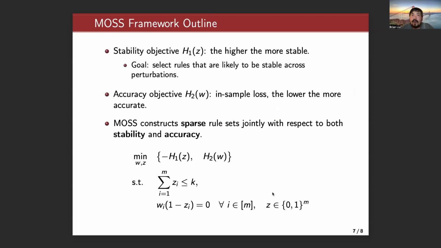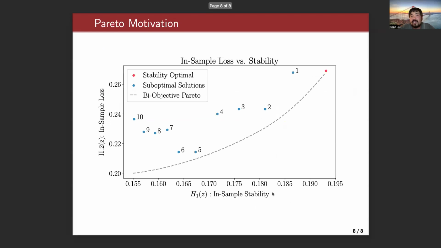So just a broad overview of our framework, we consider this type of multi-objective optimization problem where you have a stability objective and an accuracy objective, and you constrain sparsity. And what we're interested in doing is exploring the Pareto frontier between accuracy and stability and finding interesting models.